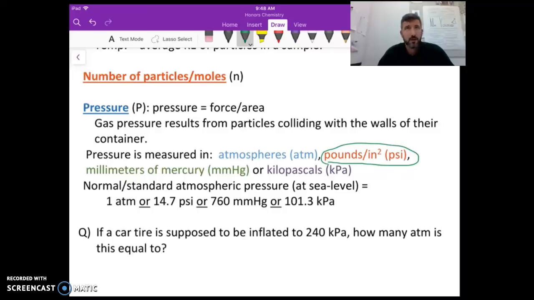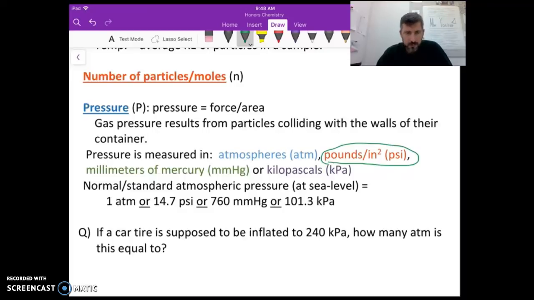For example, if you're driving and you want to make sure that your tire pressure is what it's supposed to be, you'll read the number on the inside of your car door. It'll tell you how many PSI to inflate your tires to. It's usually somewhere between 30 and 35 PSI. So pounds per square inch of pressure being exerted on the inner walls of your tire. And then the other 3 are used a little bit more commonly in chemistry, so we're going to focus a little bit more on those.